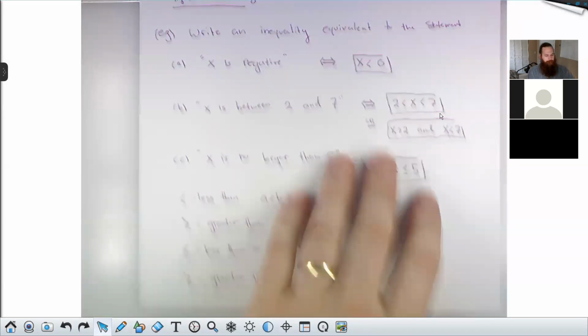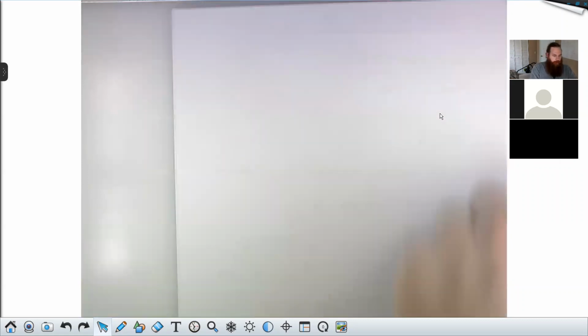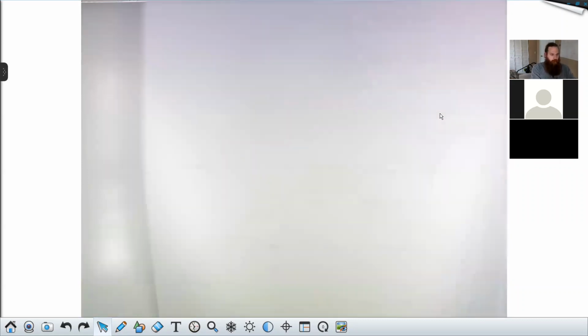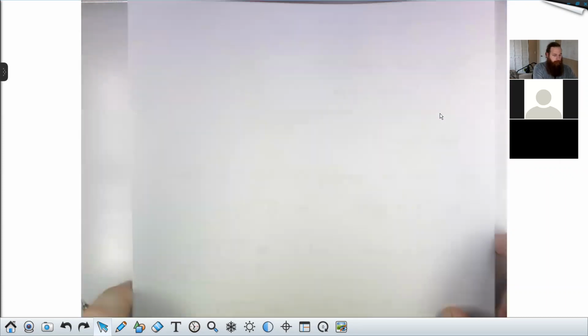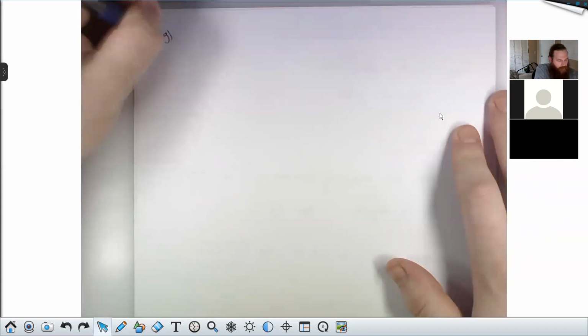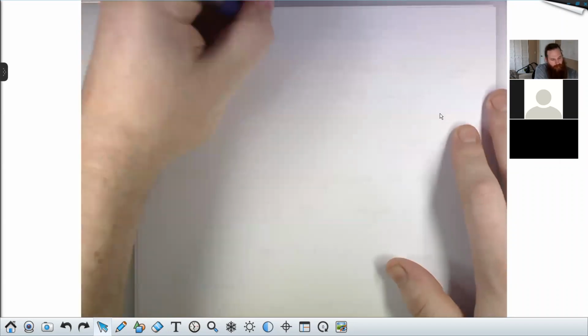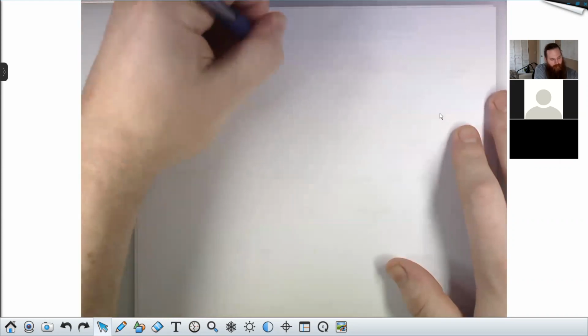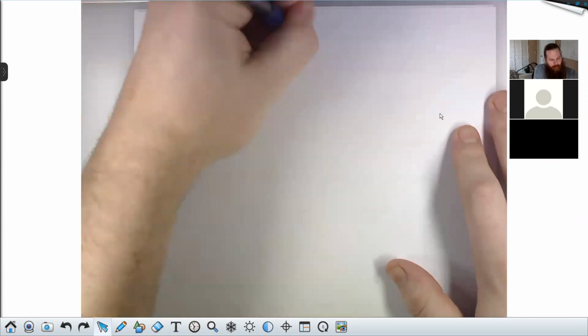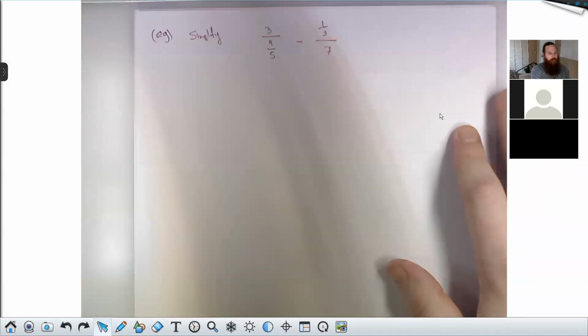Okay, moving on then. Another one of the things that I know a lot of folks kind of run away from is fractions. Fractions, especially when things get a little bit complicated. So how do we clean up something like this?